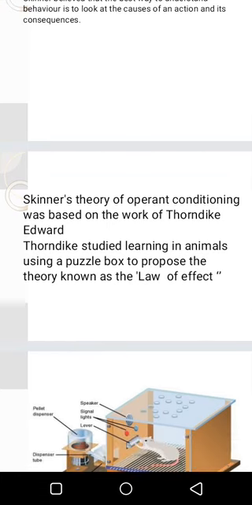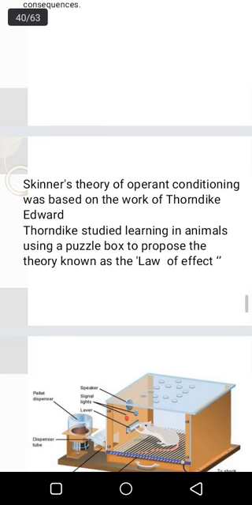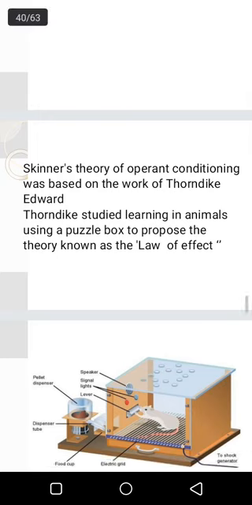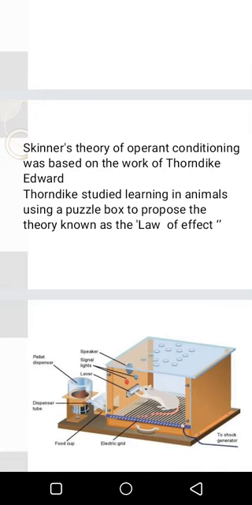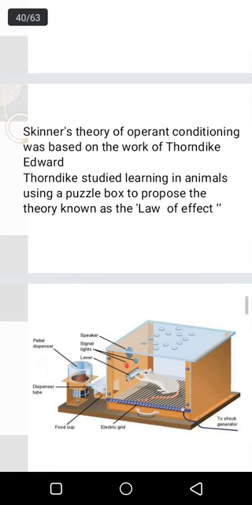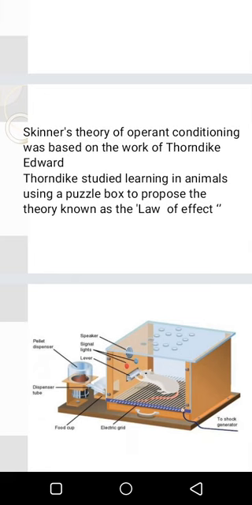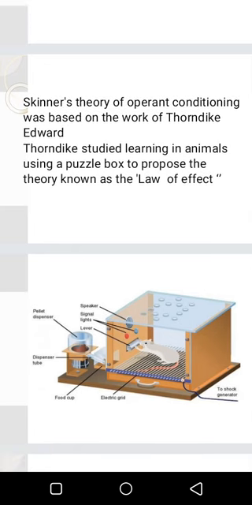So Skinner's theory of operant conditioning was based on the work of Edward Thorndike. That's a one-word answer. It can come to say Skinner's theory of operant conditioning was based on the work of: A, Louis Pasteur, B, Robert Koch, C, Thorndike. The answer is Thorndike. Are we together? So Thorndike studied learning in animals using a puzzle box to propose the theory known as the law of effect.